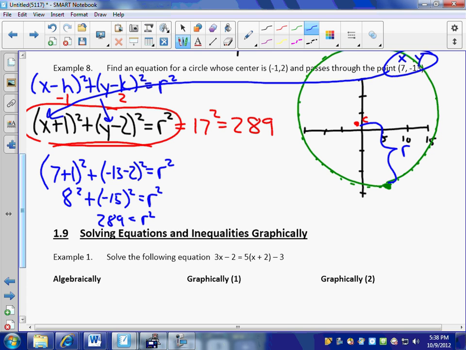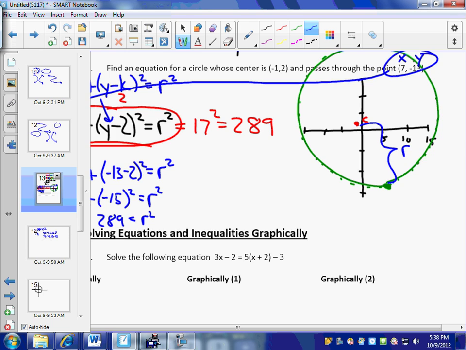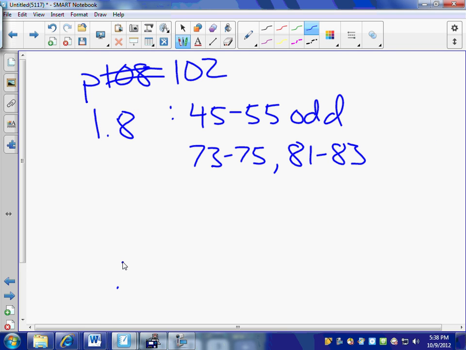We talked about how they're related yesterday. There you have another example. You should now be capable of finishing your entire assignment. Yesterday I posted this for you. Page 102, problems from section 1.8, 45 through 55 odd, and 73 through 75, and 81 through 83.